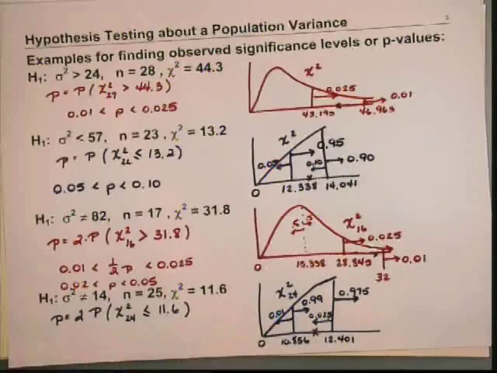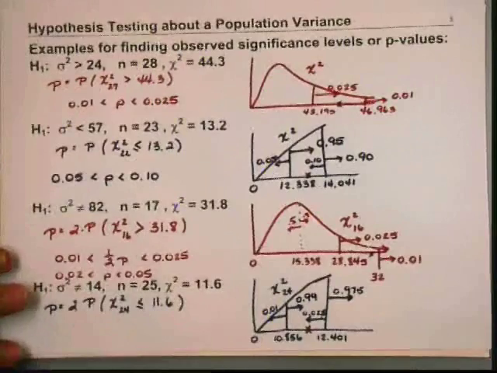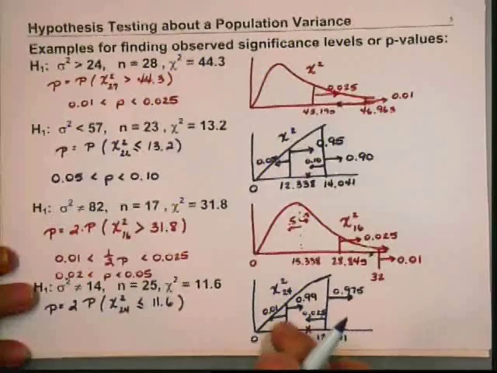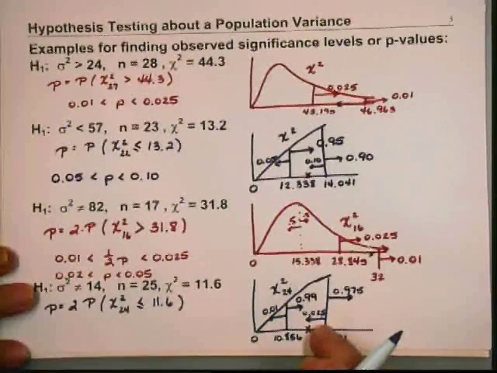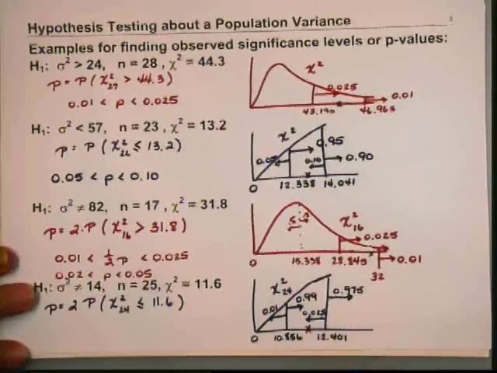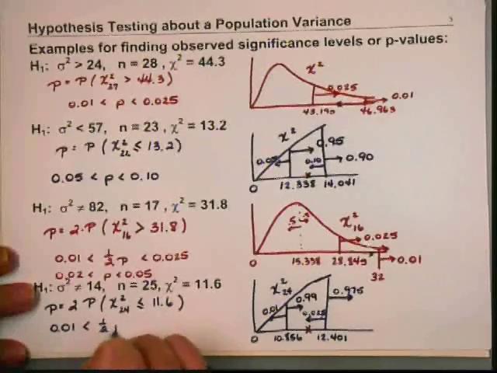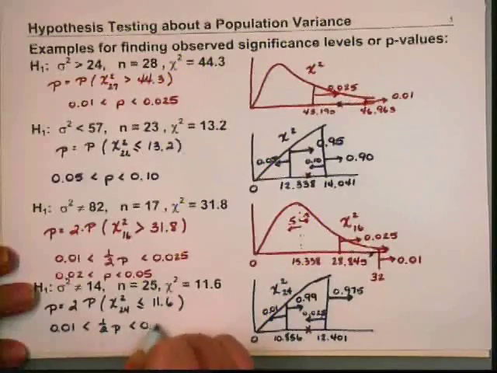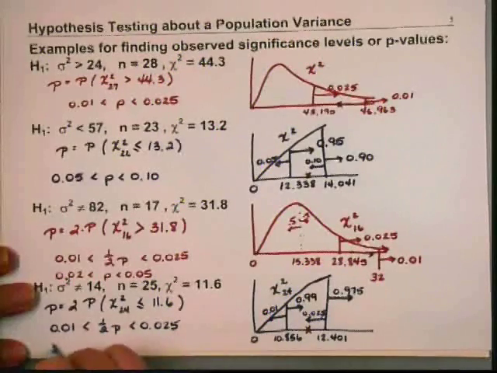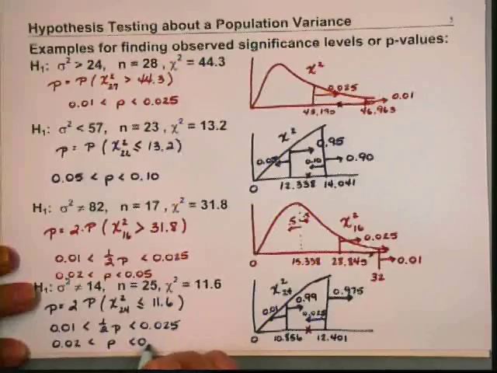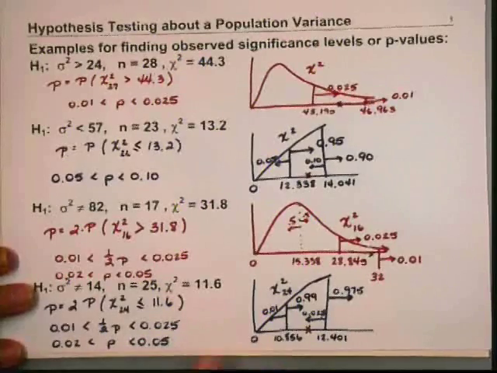So what do we report? All right, that the left area is bigger than 0.01 but smaller than 0.025, and that left area is 1/2 of the p-value. All right, so 0.01 is less than 1/2 of the p-value, is less than 0.025, and if we write the p-value, then it must be between 0.02 and 0.05, just like the one above it.